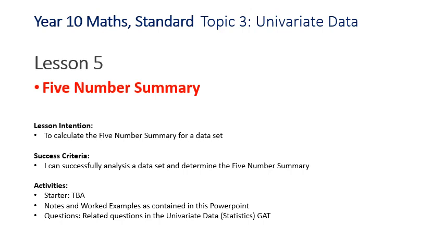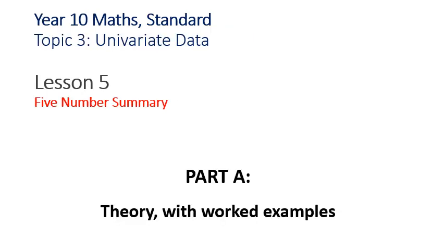Welcome to lesson 5 of univariate data or statistics, and in this lesson we cover the 5-number summary. As we saw in the last lesson, this is divided into two parts: part A with theory with worked examples, and then part B where we have the student questions with their answers following.